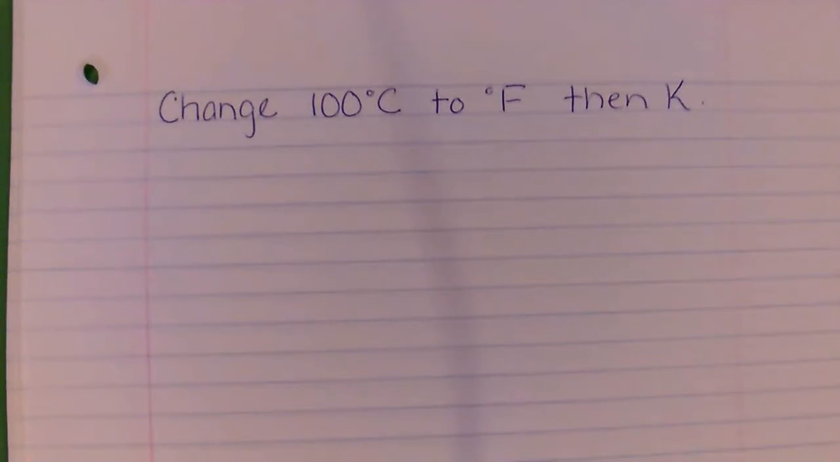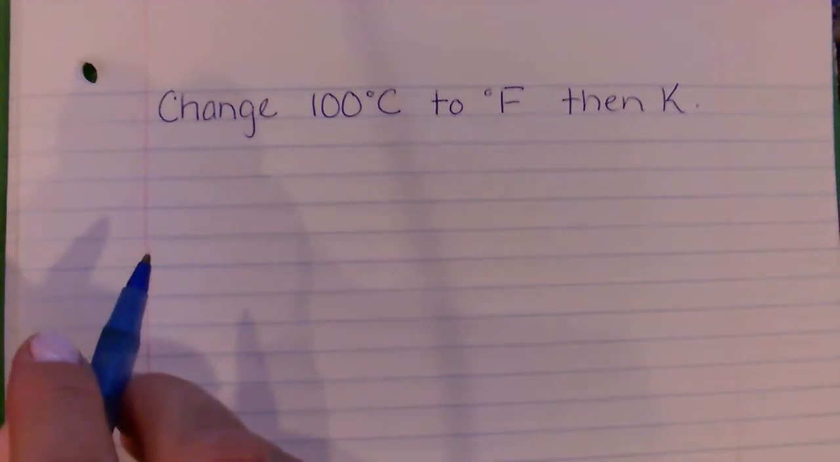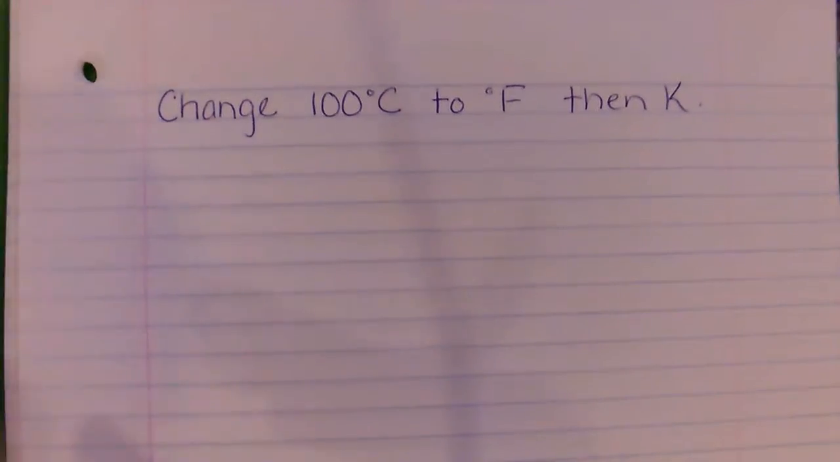Hi guys, this is just a quick video to help you remember how to do some of these things. We're going to be starting today on temperature conversions, 100 degrees Celsius to Fahrenheit. There's an equation on your note sheet: times 9 divided by 5 plus 32.